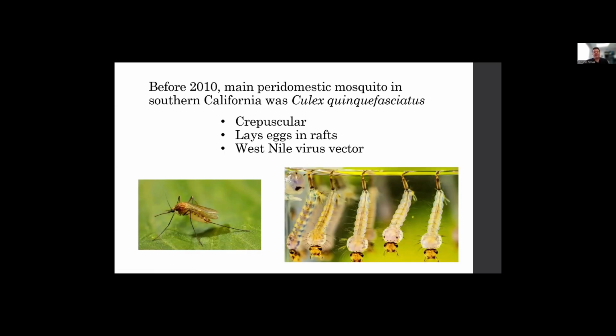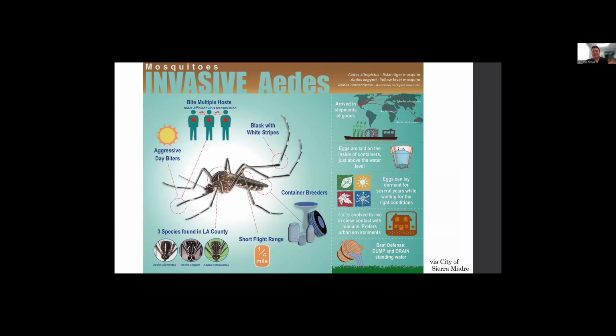So in Southern California, our main domestic mosquito was Culex quinquefasciatus, which is kind of docile in some relative respects. It's crepuscular. It needs relatively large bodies of water to lay its egg rafts, and it is one of the primary West Nile virus vectors in the U.S. But in the last 10 to 15 years, we've got the introduction of many invasive Aedes species: Aedes albopictus, Aedes aegypti, and Aedes notoscriptus, all three of which have spread out over the landscape and are currently shifting and changing their distributions.